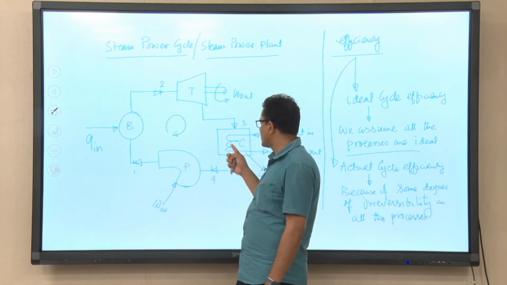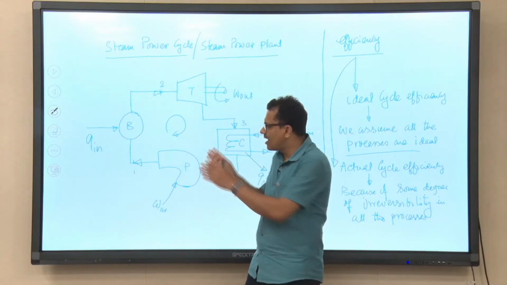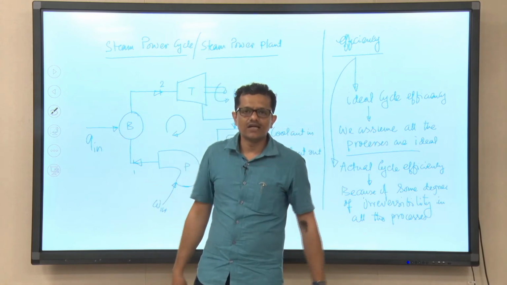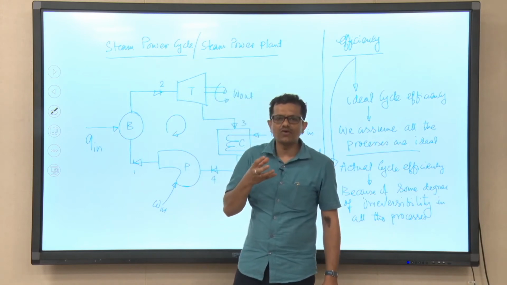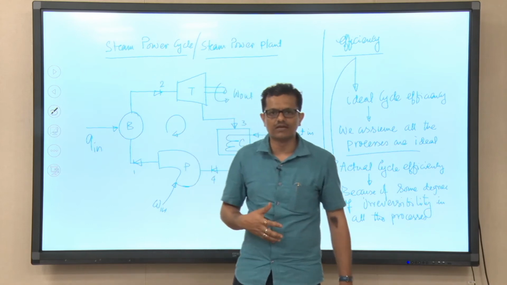We need to supply coolant to the condenser to reduce the temperature of the steam which is coming out from the turbine, right. So, in all these cases we have operating cost. All these costs should be combined together to understand the operational cost. So, operational cost is an indirect measure of the efficiency that we are talking about, right.